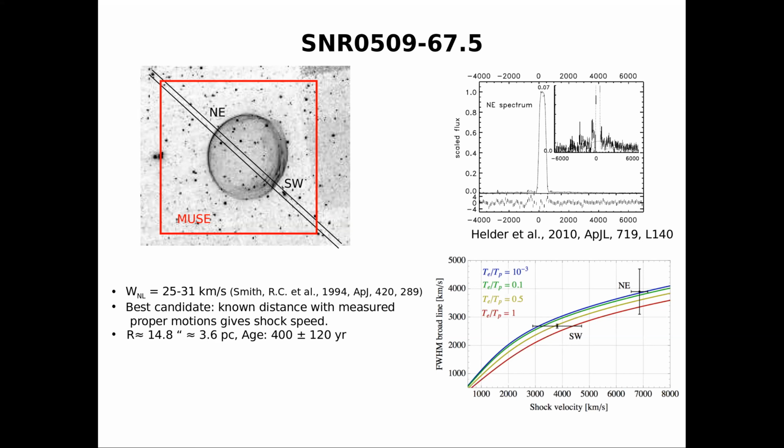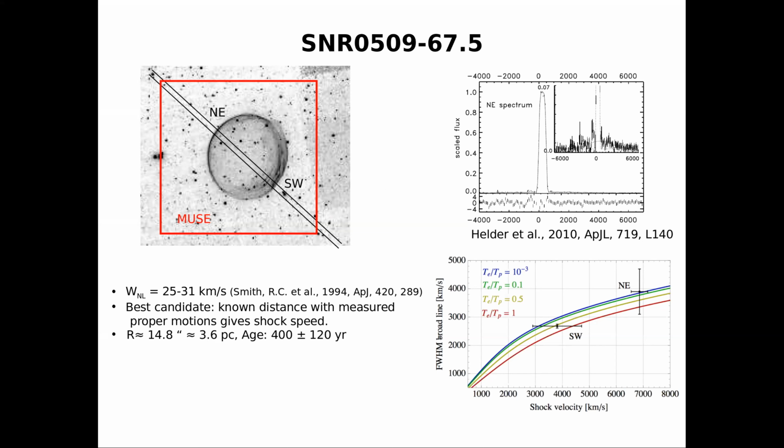So the results Helder et al. had 10 years ago are shown here on the left side. And you can see that the broad line is poorly constrained. Actually, there is a very low signal to noise. And this is not surprising, since the intensity of the broad line in this region is actually less than 10% of the narrow component.